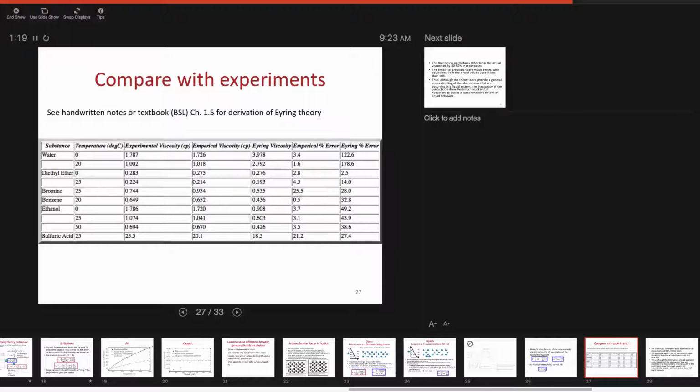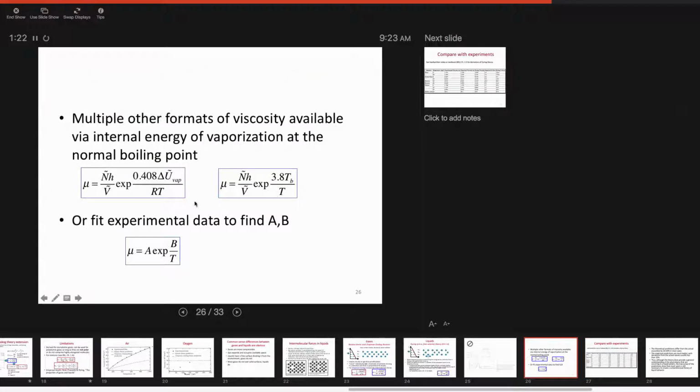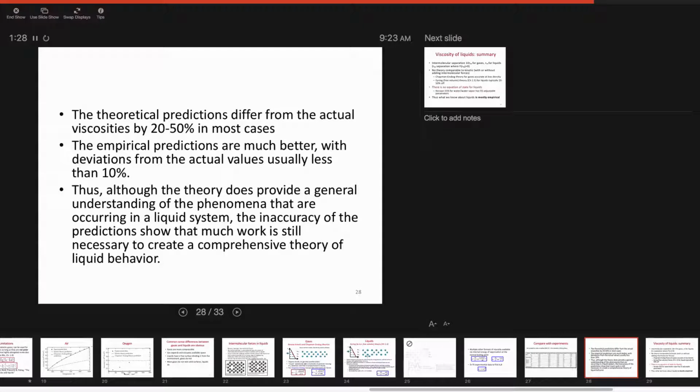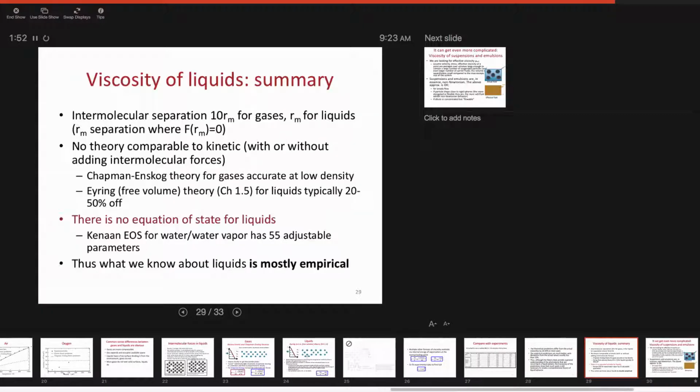But looking for the theory is valuable in terms of providing this functional form to fit data to. So theoretical predictions differ, and empirical predictions are much better. Although the theory does provide some understanding, we don't have a very accurate theory for liquids. Chapman-Enskog for nonpolar gases was working way better. Actually, in many cases it was right on the money.